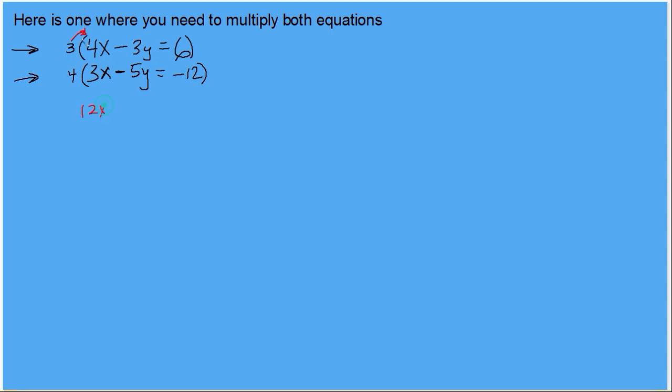Three times 4x gives me 12x. 3 times 3y equals negative 9y. 3 times 6 equals 18. Now I'm going to multiply the bottom one by 4.